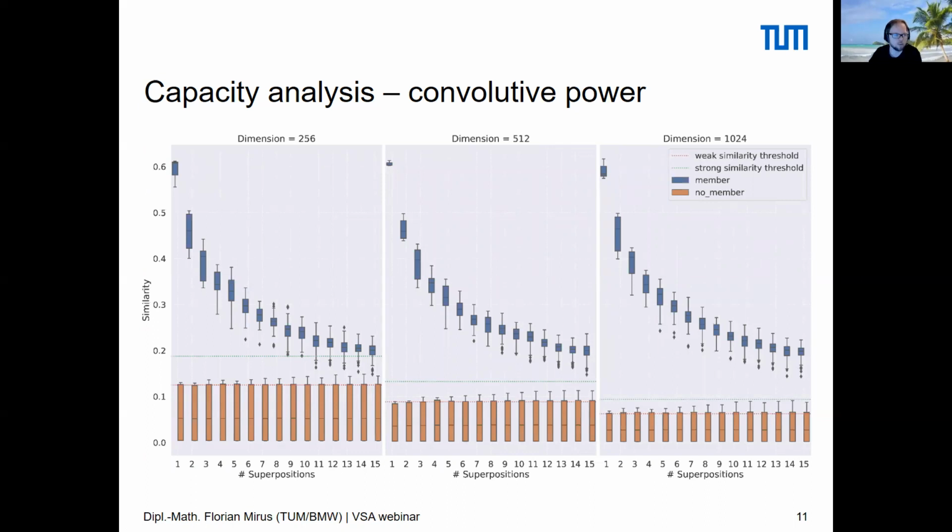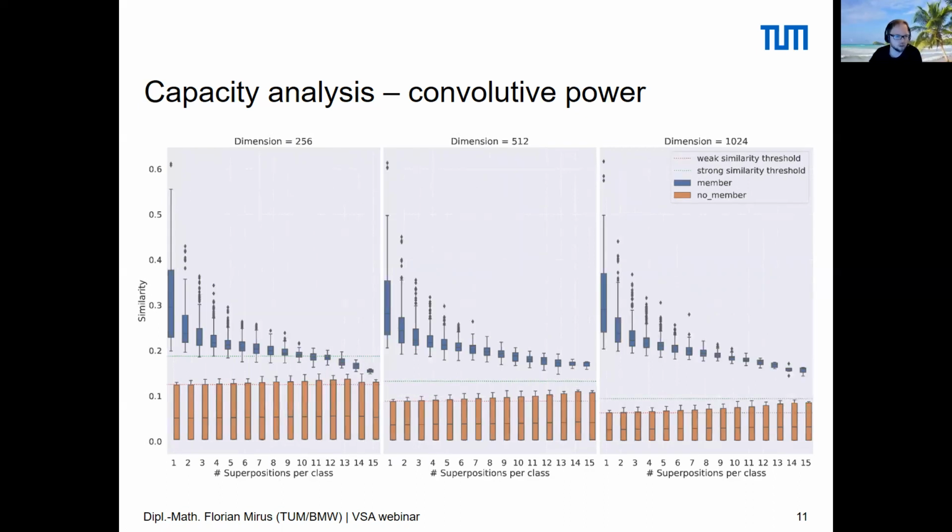Here again, we have the similarity on the y-axis and the number of superpositions on the x-axis. And again, we can see that with a total number of roughly 10, we are still safe for 256 dimensional vectors, and for the higher dimensions, we are safe with at least 15 superpositions.